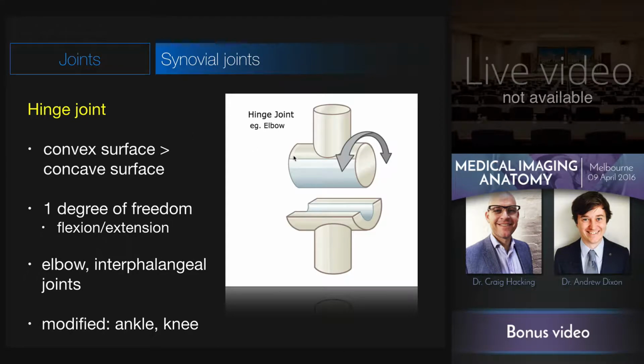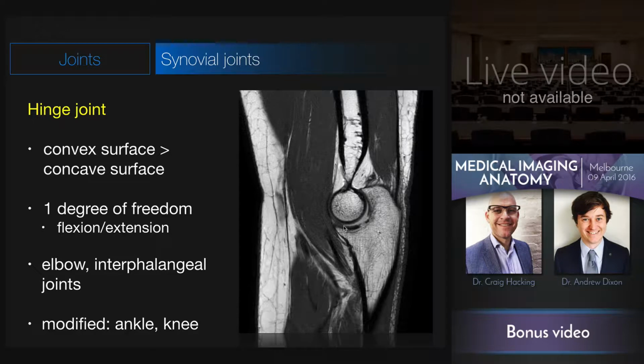A hinge joint is where a convex surface articulates directly with a perfectly corresponding concave surface, and this will allow only 1 degree of freedom, and in the human body that is generally flexion extension. The elbow and the interphalangeal joints of the hand and feet are classic examples of hinge joints. You can see here the distal humerus coming down and forming the trochlea, sitting within the trochlear notch of the ulna. The convexity of the condyle perfectly fits into the concavity of the notch, allowing for only hinge-type flexion-extension movement.